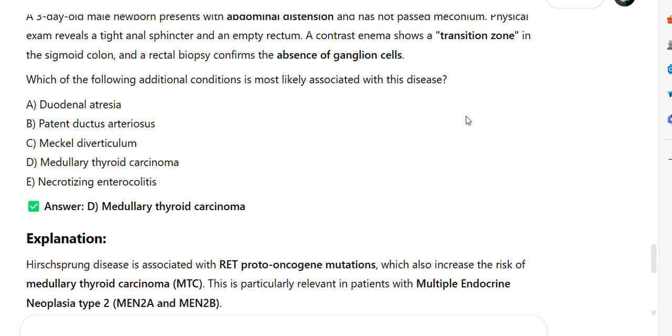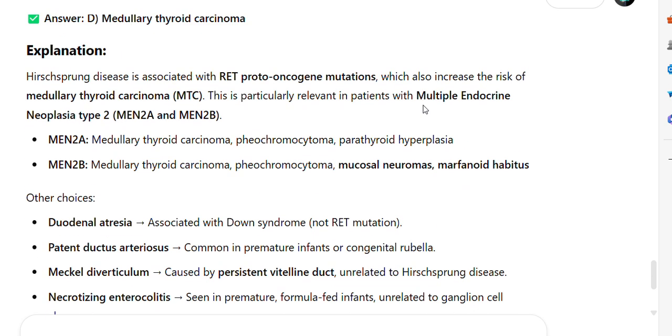carcinoma, MTC. This is particularly relevant in patients with multiple endocrine neoplasia type 2, MEN2A and MEN2B. MEN2A: medullary thyroid carcinoma, pheochromocytoma, parathyroid hyperplasia. MEN2B: medullary thyroid carcinoma, pheochromocytoma, mucosal neuromas, marfanoid habitus.